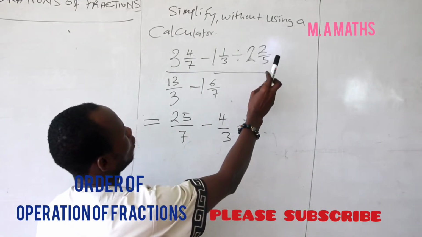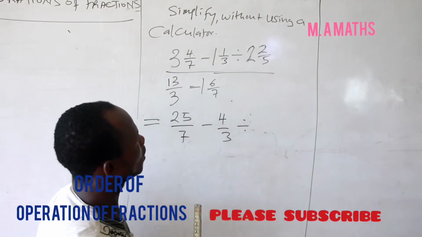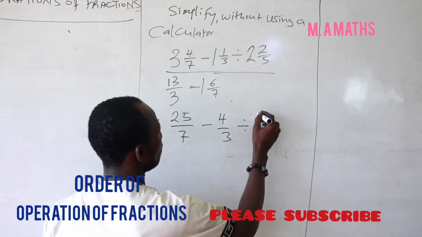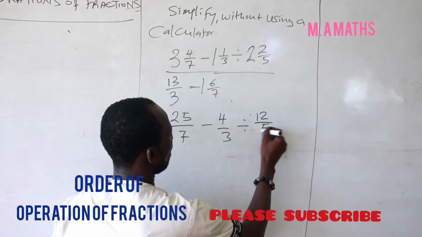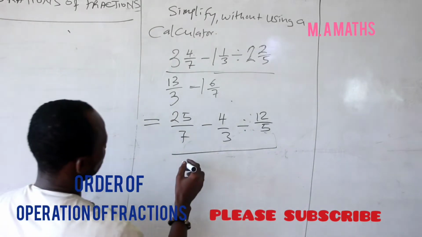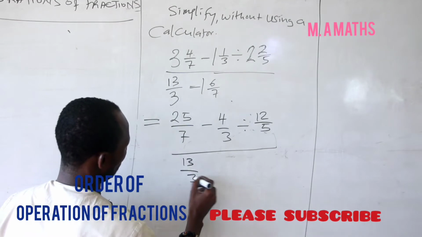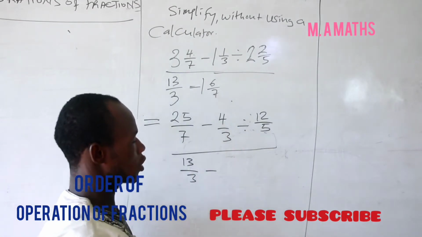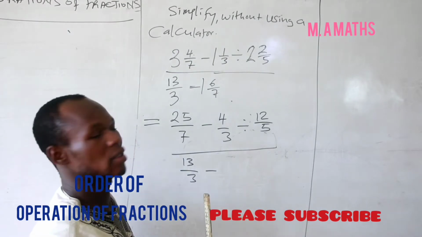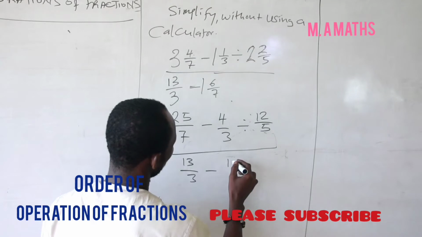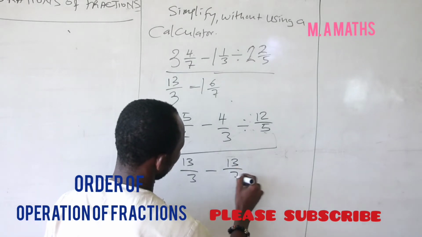Divided by 2, 5 times 2 gives 10 plus 2, 12 on 5, all over 13 on 3 minus 7 times 1, 7 plus 6, 13 on 7.